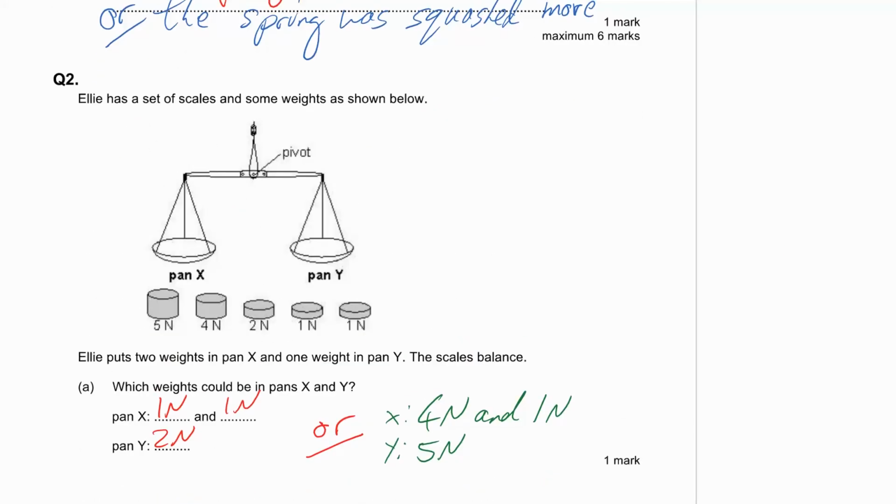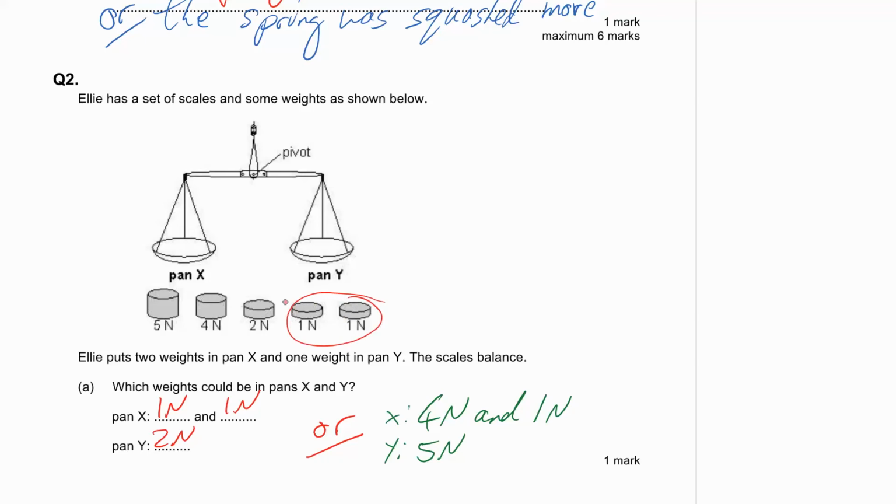Next question. So we've got pan X and pan Y, and you want them to stay the same, so the scale's balanced like this, okay? You don't want the scales tipping to one side, like so. So what masses would allow them to balance?